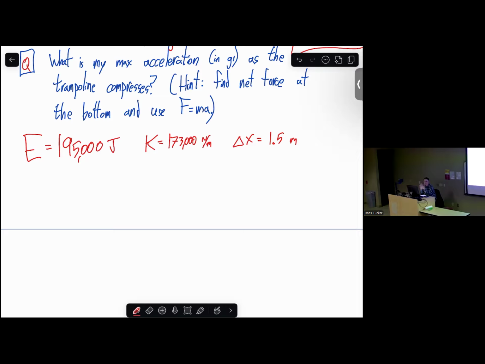Likewise, if you find an acceleration in meters per second squared, and you know that g is 9.8 meters per second squared, you can express things in terms of multiples of g. How many times something is compared to g, simply divide by 9.8. Now this problem does require you to think about what forces are acting on the object at max compression, and to apply the fundamental law of force, which I hope that you remember.